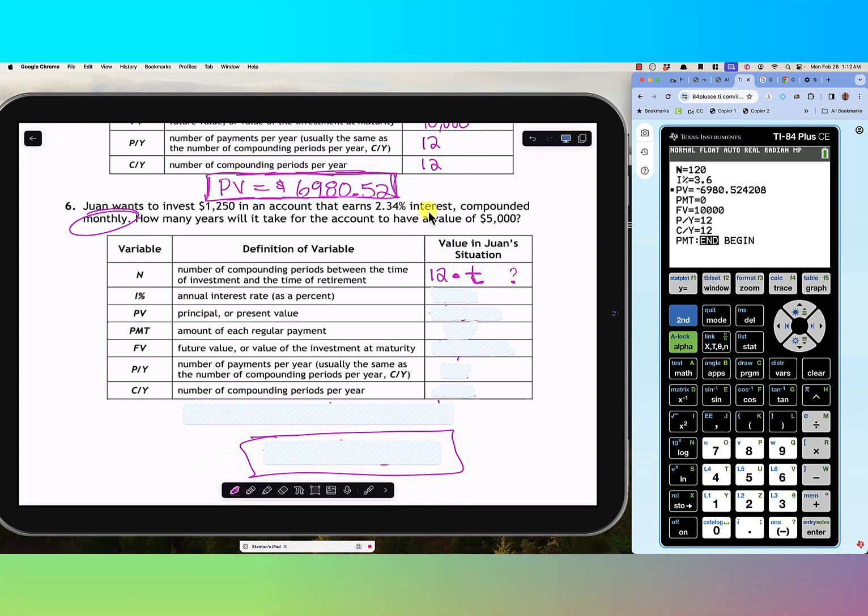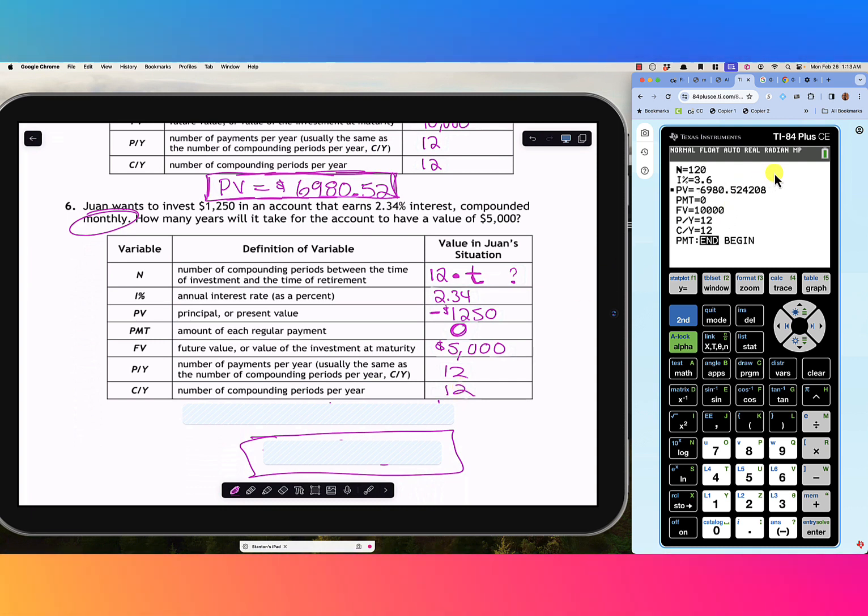Interest rate is 2.34%, so we write that there. Present value, we know that we are going to deposit $1,250 in an account. That's leaving your pocket, going into your bank account, so that's going to be negative $1,250. Payments, we're not making any regular payments, so that's 0. Future value, we know we want $5,000 in the future. P/Y and C/Y, because we're compounding monthly, are both going to be 12.